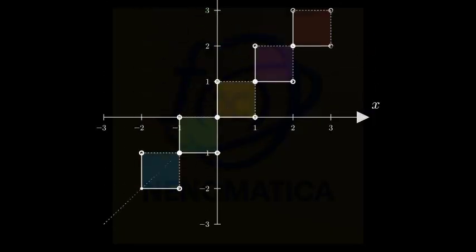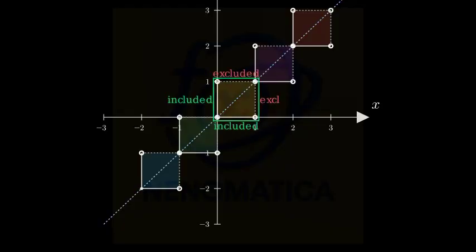Let us zoom into one block, the block where k equals 0. In this square, the left and bottom edges are included because the x equals 0 and y equals 0 lines are part of the set. The top and right edges are excluded because at x equals 1 or y equals 1 the floor jumps to 1. The corner at 0, 0 is included while the other 3 corners are excluded.